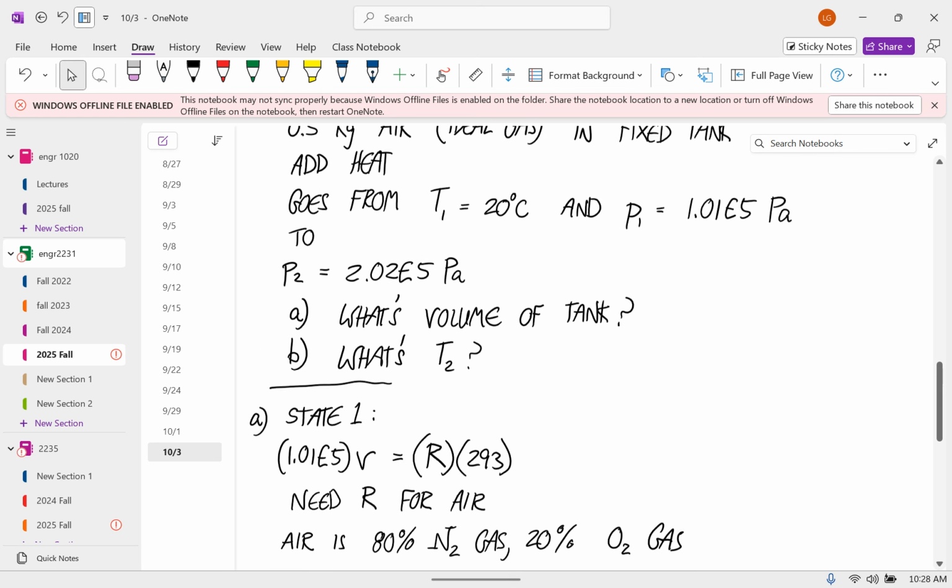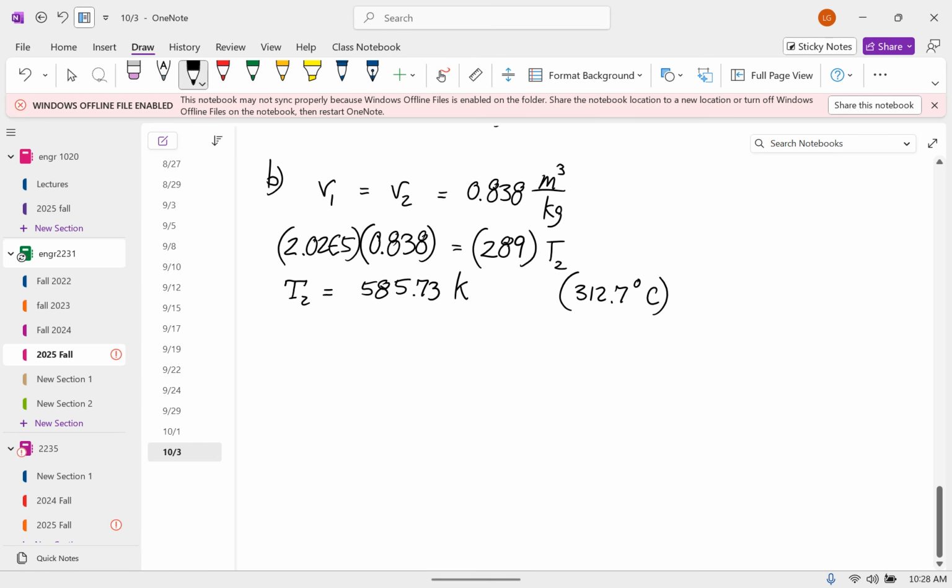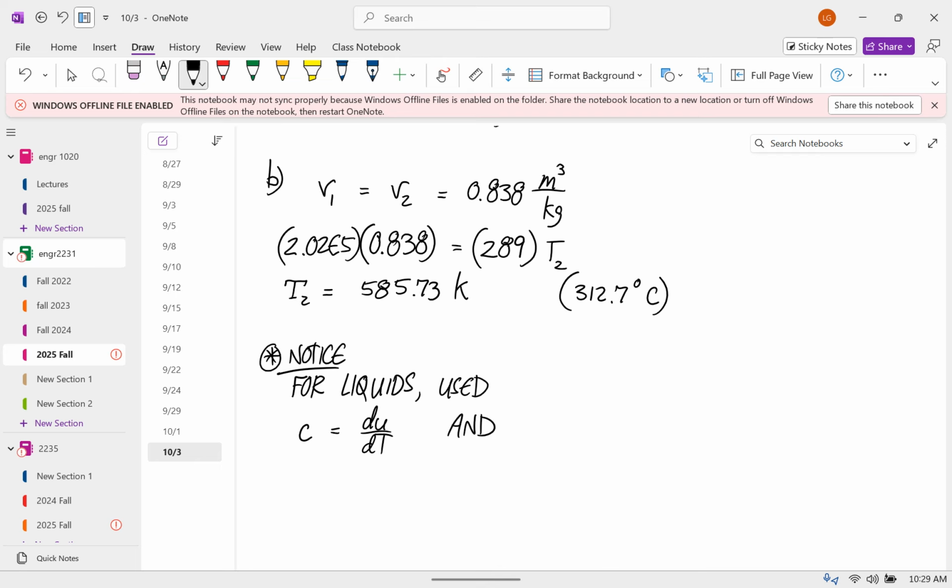Okay, one thing I want to say is notice. For liquids, we use the fact that C was equal to du dt, and the fact that C is fairly constant with temperature. You know, it's not constant. We saw that it varies a little bit as you go from 0 degrees Celsius to 25 to 50 to 100, but it's fairly constant as the temperature changes.